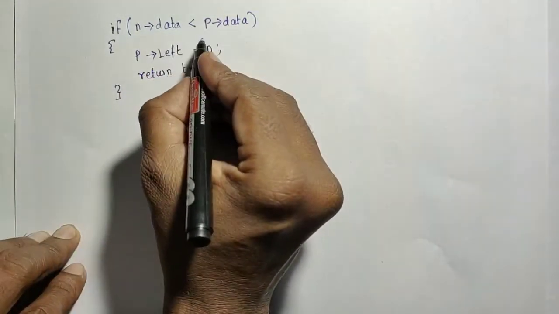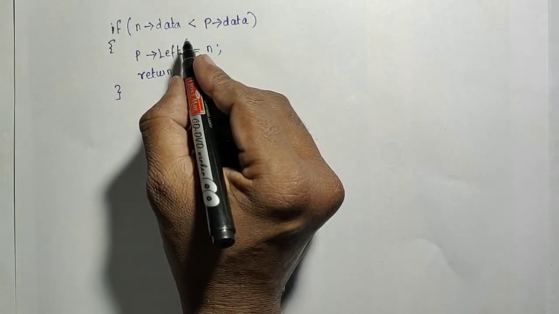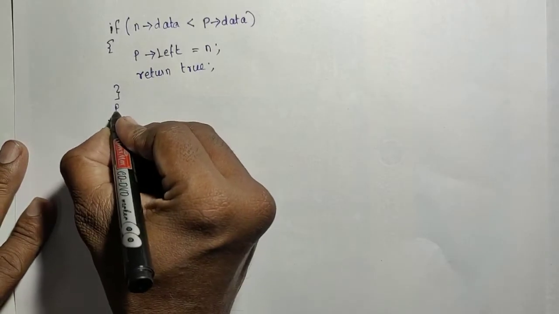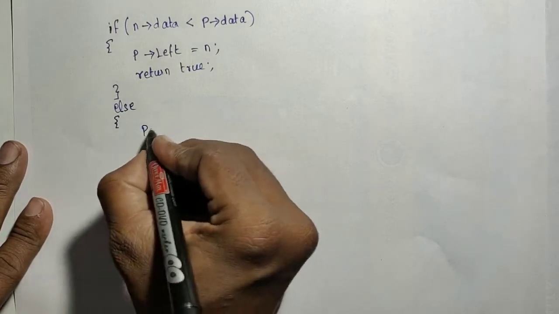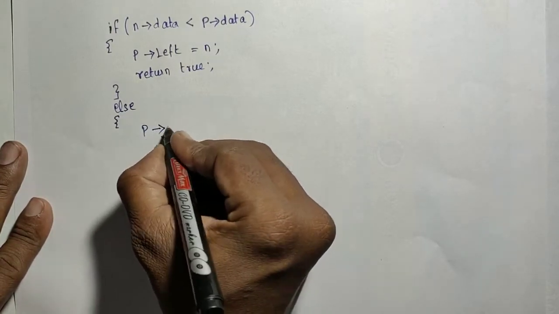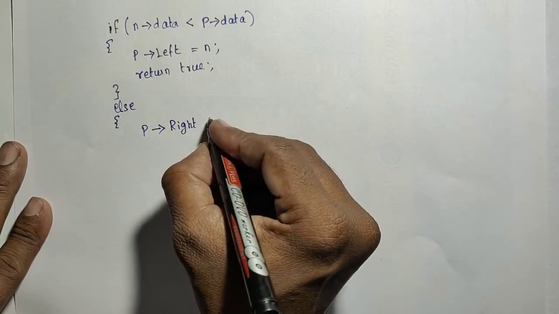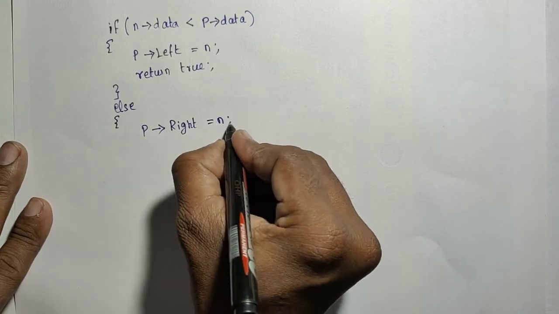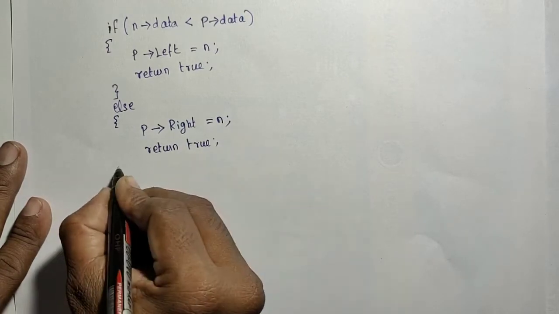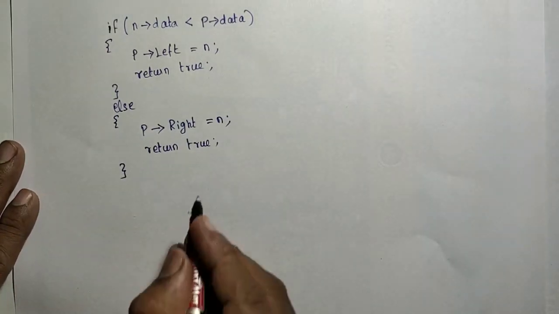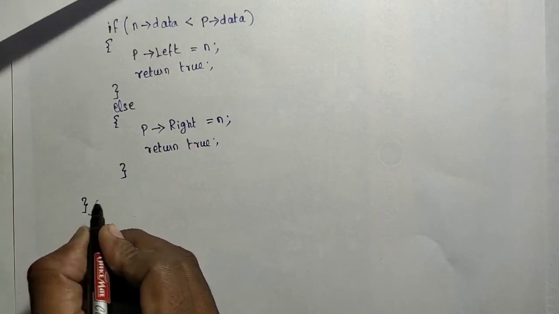Otherwise, what does otherwise mean? If it is greater than the p of data, what do I need to do? Add the new node as the right side. Then return true. So as per our code, complete that algorithm.